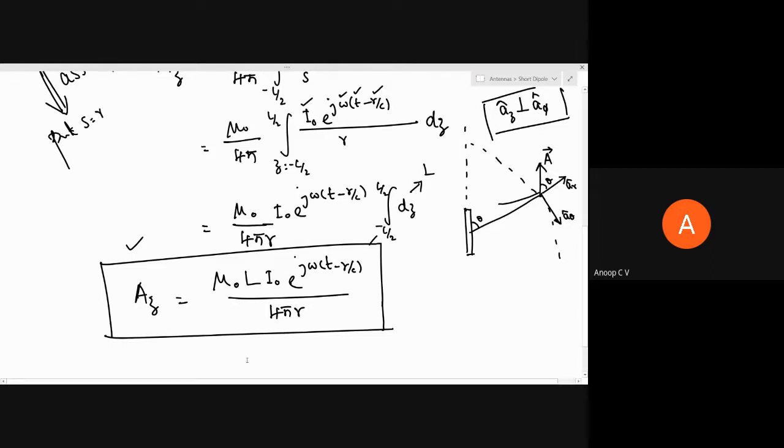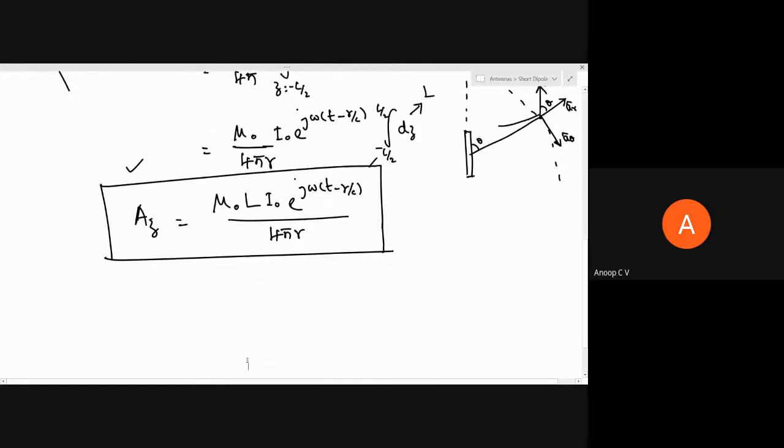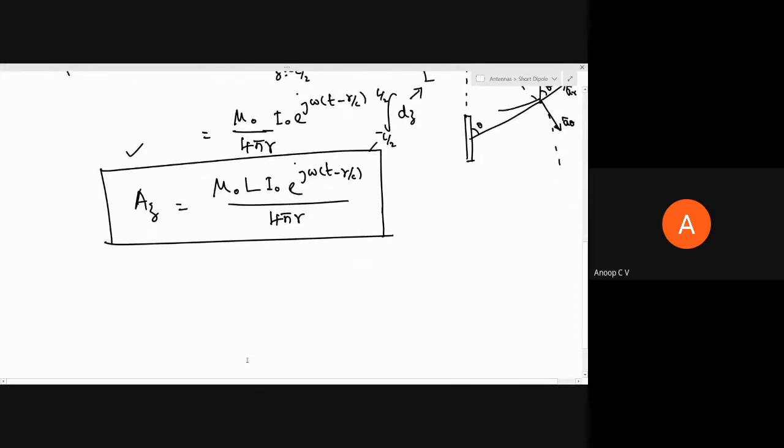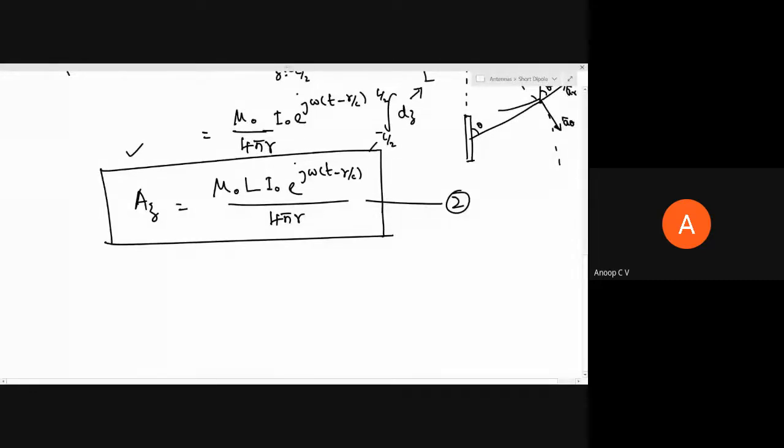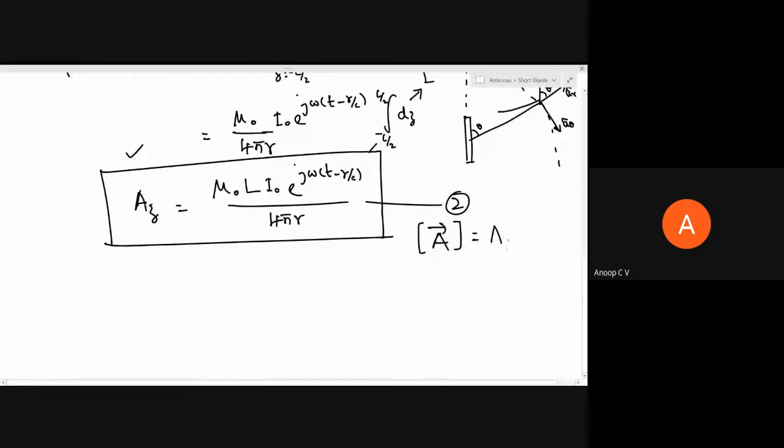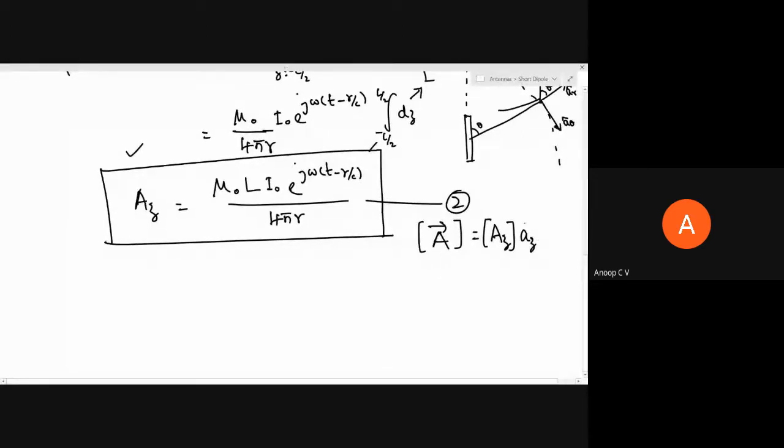So before that, we have our AZ, so I will call it equation number 2 of today's class, you can put the other equation number. So this is equation number 2. So what I have is vector A, it should be retarded, okay? Retarded vector A is equal to retarded AZ along AZ cap. So this is our vector.